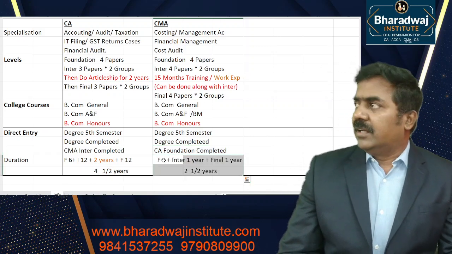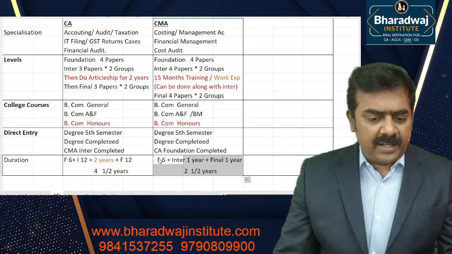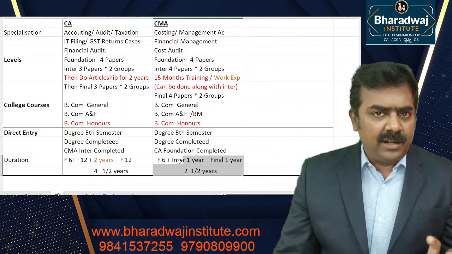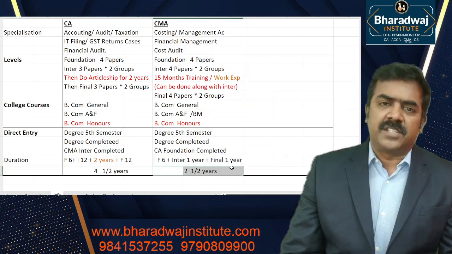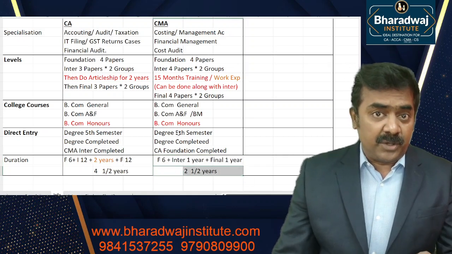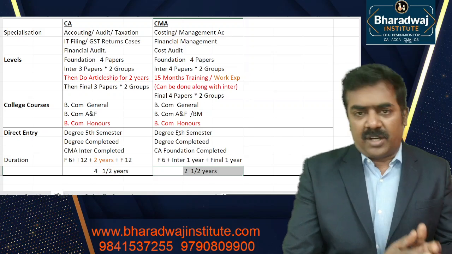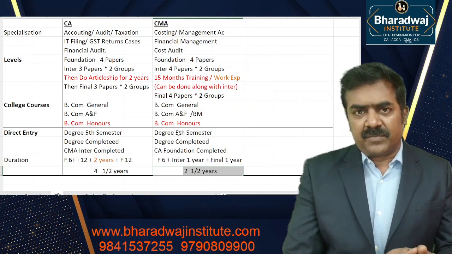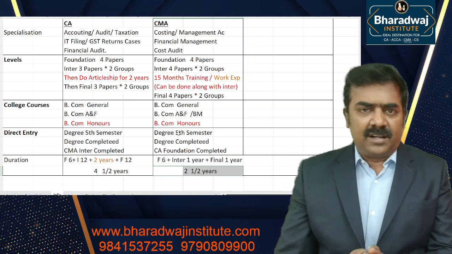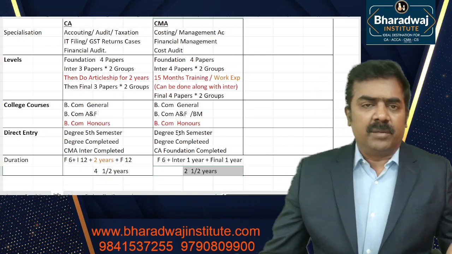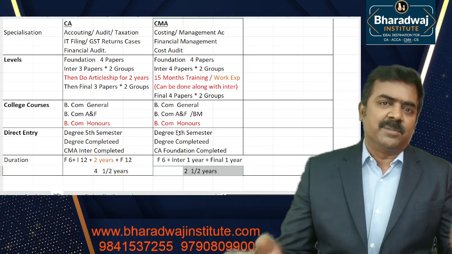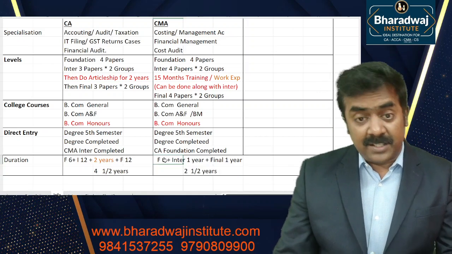If you look at the duration of the course, it will be foundation 6 months, inter 1 year, and final 1 year. Totally, it takes about 2.5 years to complete your CMA course if you start after your +2. So many students join the foundation after their +2. They complete the foundation course in 6 months, inter the next 1 year, final the next 1 year. Before completing graduation, they become cost accountants. Is it possible? Yes.